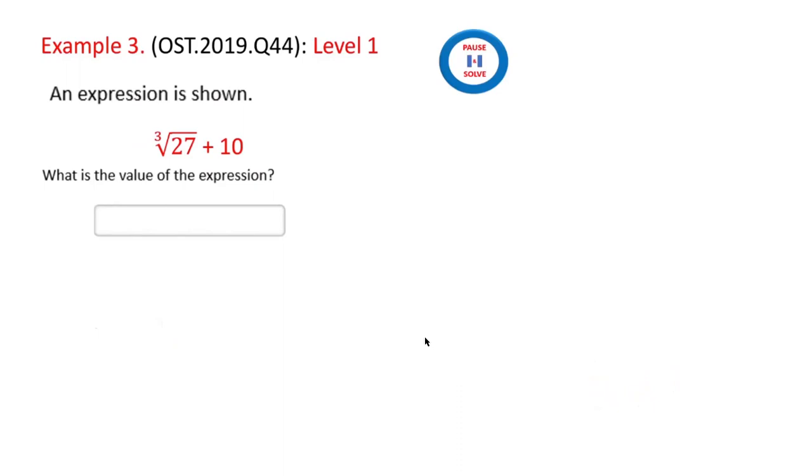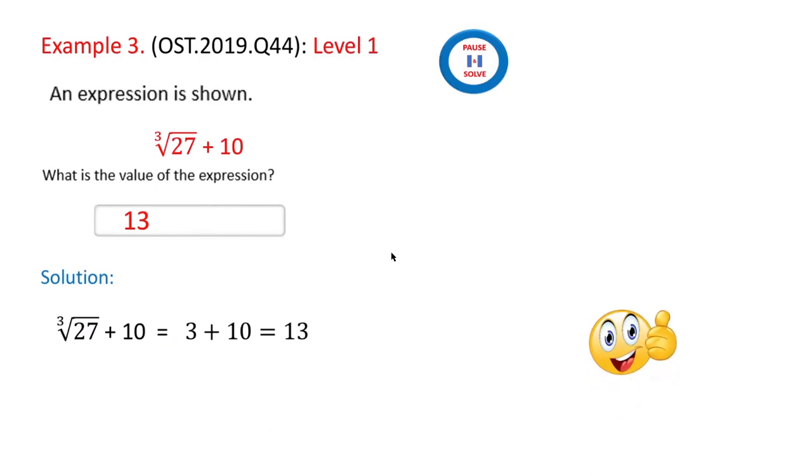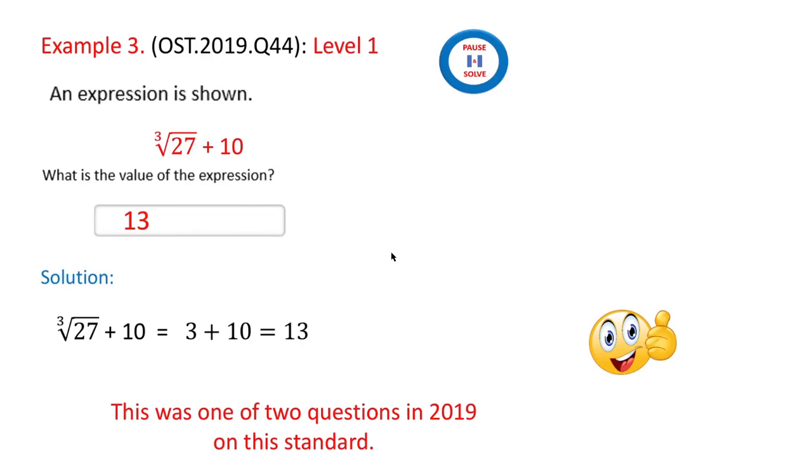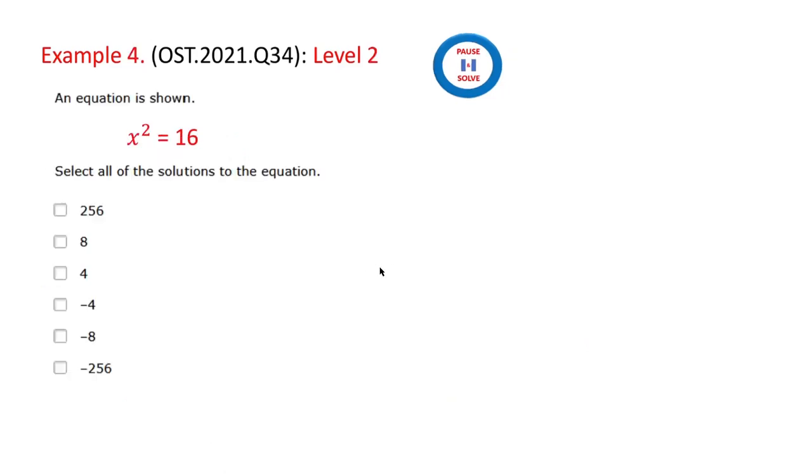Example number 3, again, level 1, an expression is shown. What is the value of the expression? So you have 2 terms. This term here is the cube root of 27 plus 10. So 3 plus 10 is 13. You put 13 here, and you're done. This was one of 2 questions in 2019 on this standard.